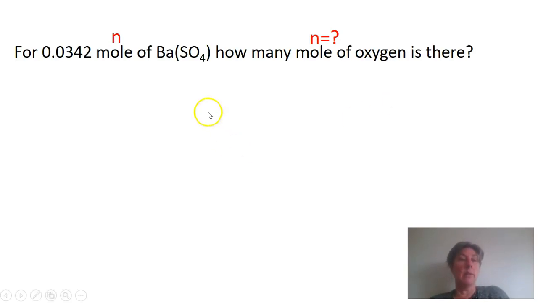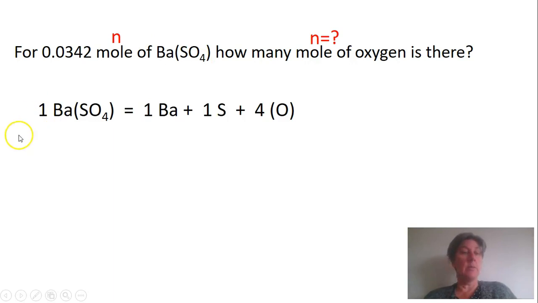Okay, so we've got our question, and I should have had this question up first and then done that, but anyway. So instead of something that's easy, a quarter of a mole, we're going to have 0.0342 of a mole. You've got 3 numbers here, so your answer should come out to 3 numbers. How many moles of oxygen? We can see one of these has 4 oxygen, so our numbers are 1 to 4. If you break it up and write it out, you can see it's a 1 to 4.